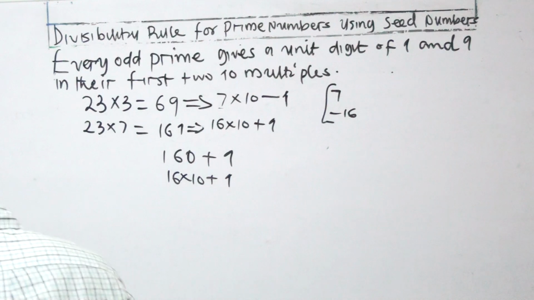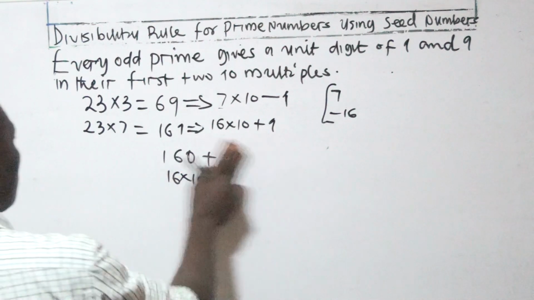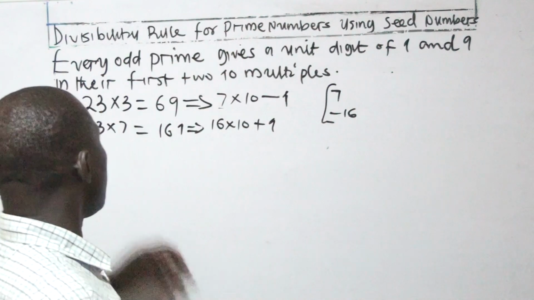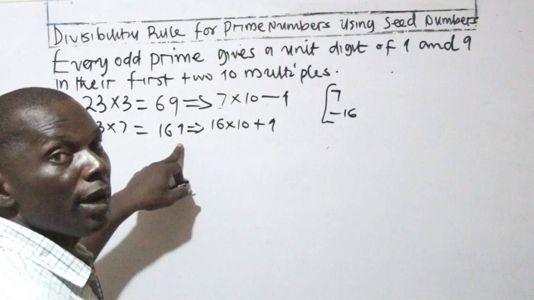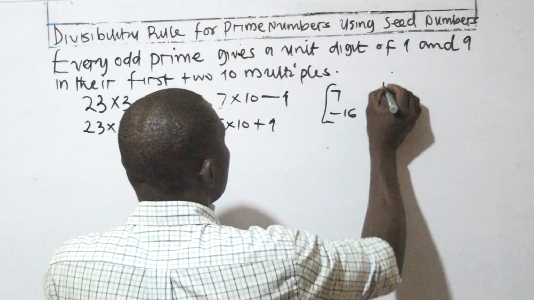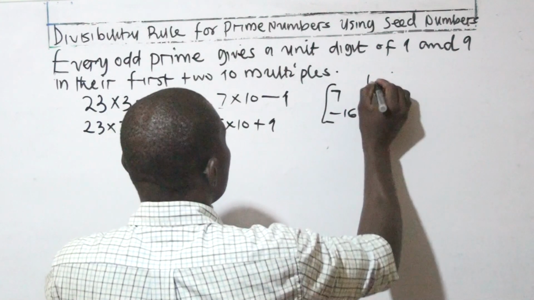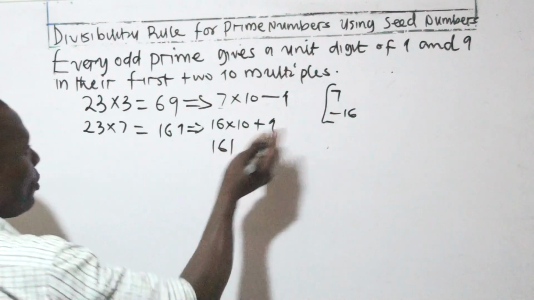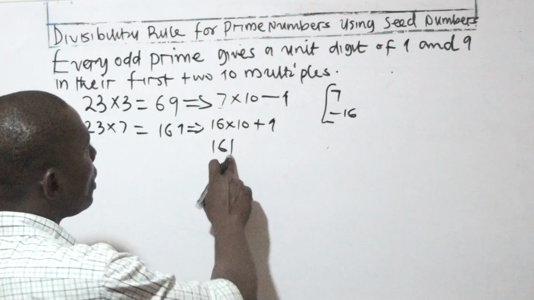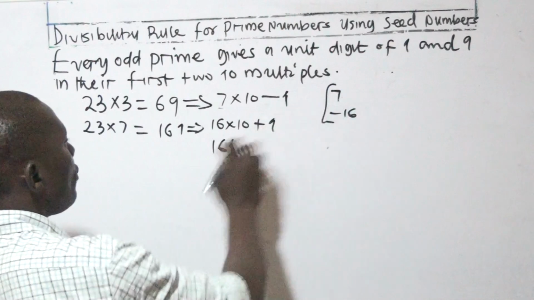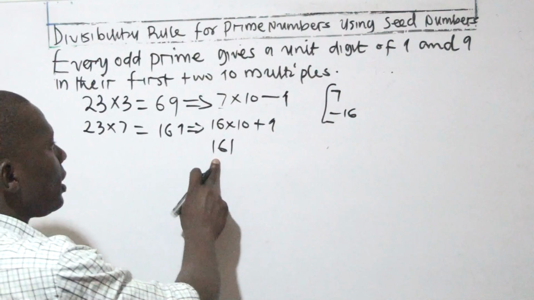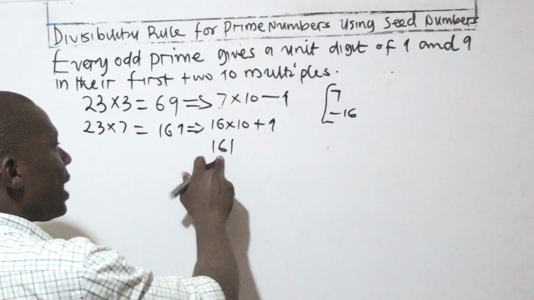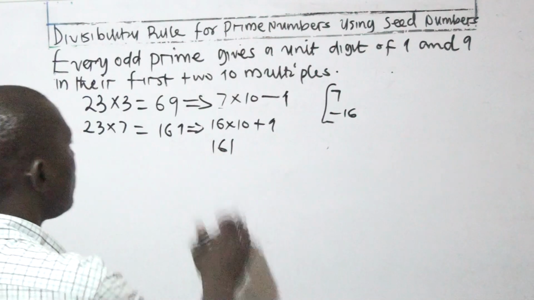Okay, right? That is for 23. Now, assuming we want to test using this number whether 161 is divisible by 23: 1 times 7 is 7, 7 plus 16 gives us 23. Here, minus 16 times 1 is minus 16. If we add it to this, it will give us 0.